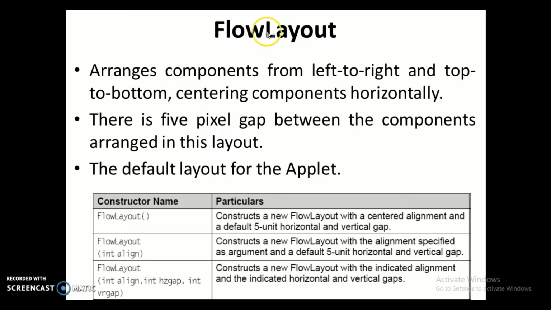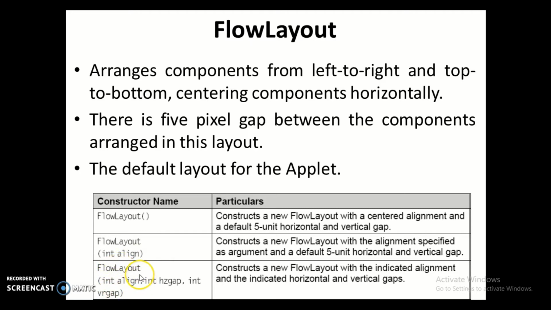So if we look into this flow layout class, it actually contains 3 varieties of constructors. The first constructor is without any arguments. It lays out all your components with the default 5 pixels gap. And the second type of constructor is with a single argument, and that single argument represents the alignment. And we have different types of alignments: flow layout dot left, flow layout dot right, flow layout dot center, to arrange all your components in different directions in the applet body.